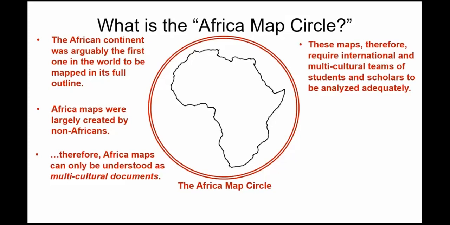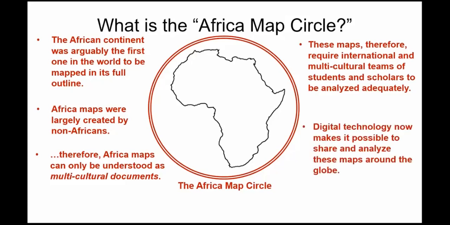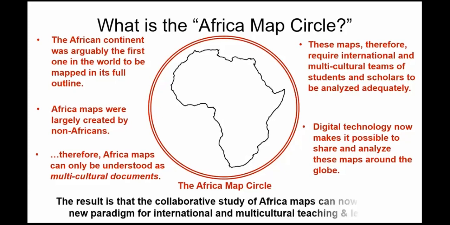These maps are multicultural to begin with, and they require international and multicultural teams of students and scholars to be analyzed adequately. They can't be understood from only one linguistic tradition, for example, nor can they be fully understood if we don't understand what a place name means in the local language. Digital technology now makes it possible to share and analyze these maps around the globe. This is what's new. The maps are old, but the technology is allowing us to do new things with them.